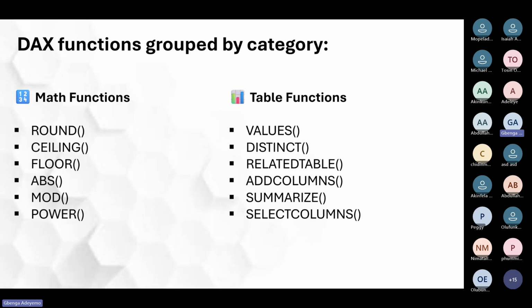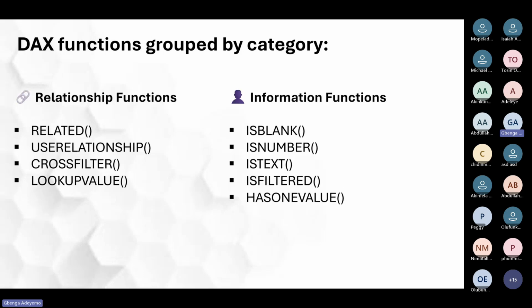Now we have mathematical functions like your ROUND, CEILING, FLOOR, ABS, which is called absolute, your MOD, and your POWER. Table functions like VALUES, DISTINCT, RELATEDTABLE, ADDCOLUMNS, SUMMARIZE, and SELECTCOLUMNS. We have relationship functions like RELATED, USERELATIONSHIP, CROSSFILTER, LOOKUPVALUE. We have information functions like ISBLANK, ISNUMBER, ISTEXT, ISFILTERED, HASONEVALUE.